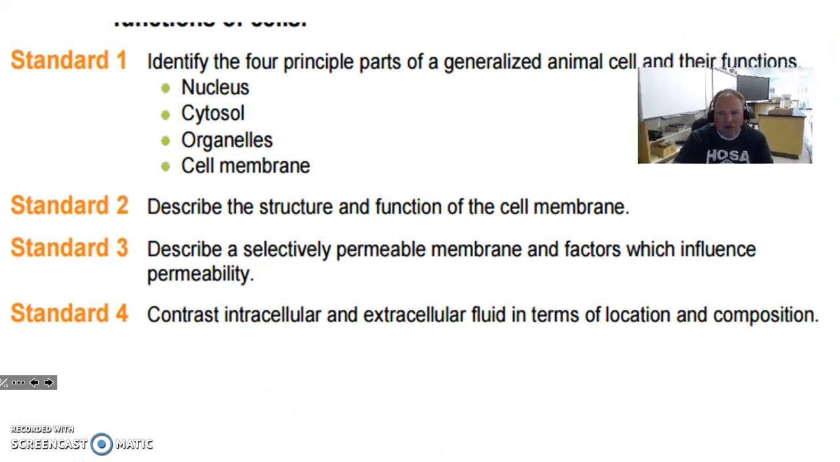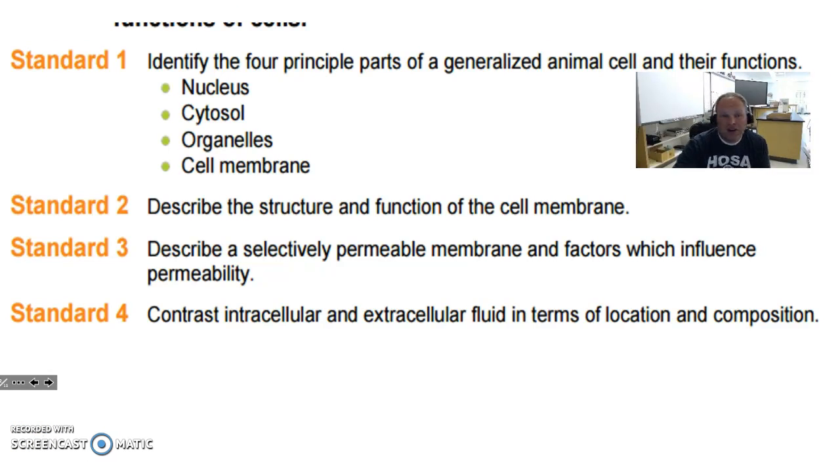All right, so here is what we're going to be learning today. So it says first we need to identify the major parts of a cell: nucleus, cytosol, organelles, and cell membrane. Describe the cell membrane, talk about what happens with the cell membrane, and talk about the fluid on both sides of the cell. So really, out of these four, this video is mostly going to focus on the last one, which is my cell membrane.